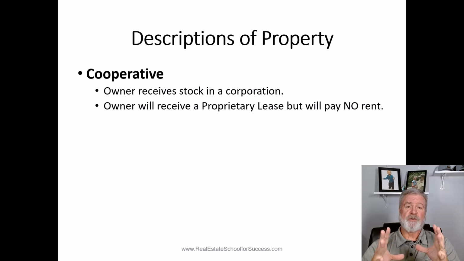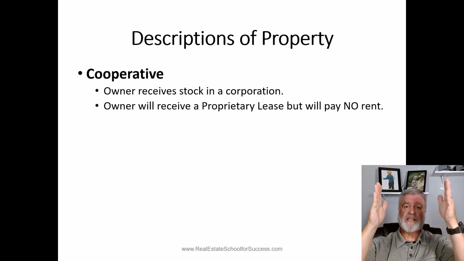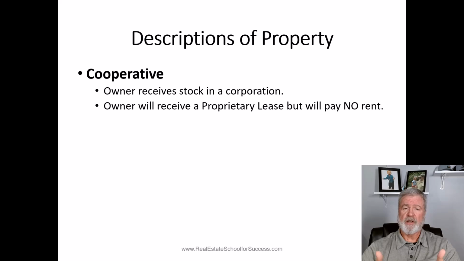Now, just some other differences, just so you know. With a condominium, each unit can be individually taxed, individually mortgaged, and so forth. But that's not the case with a co-op. So when it comes to taxes, when the county sends out the tax bill, they send out the tax bill for the entire corporation, the whole building. Same thing with mortgages. You can't mortgage a co-op, right? Because it's stock that you're buying. It's not your typical real estate.